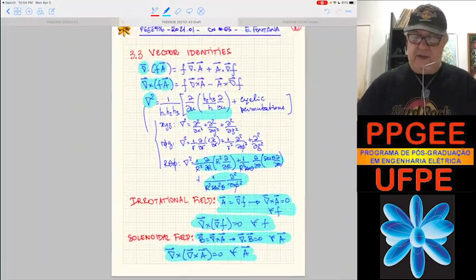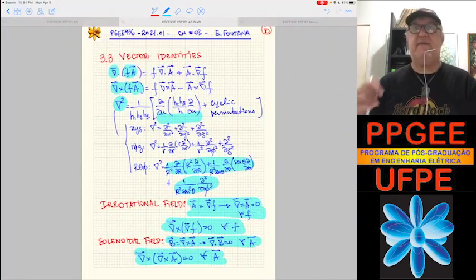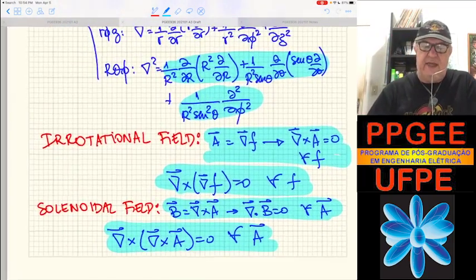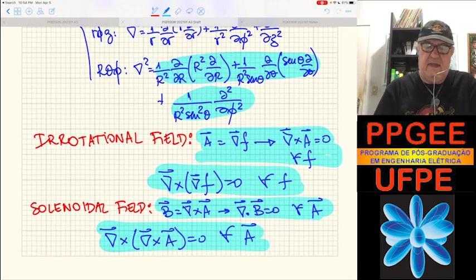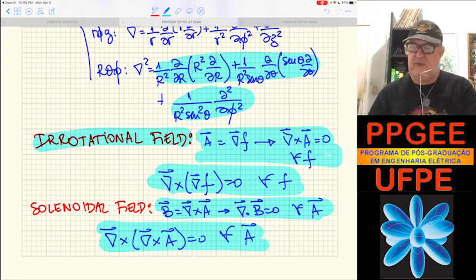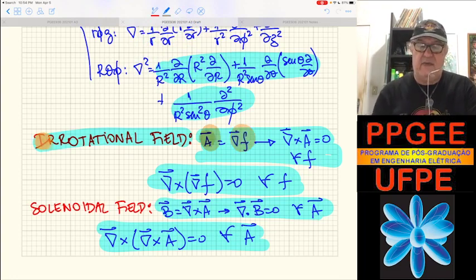Okay. Also, we have some important properties that we're going to deal with in the course. One is the irrotational field. Okay. I think we have in the assignments how to demonstrate those things. There are some suggestions on how to do it. If we have a field that is obtained from the gradient of a function, this field is going to be irrotational. So it has this property.